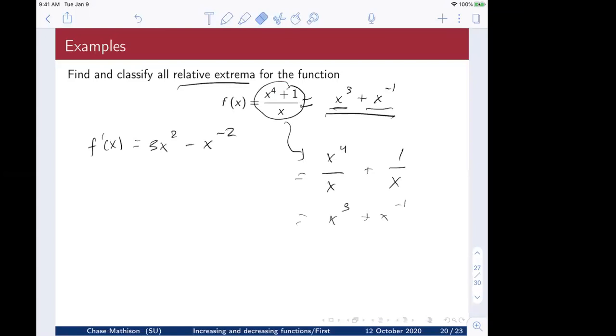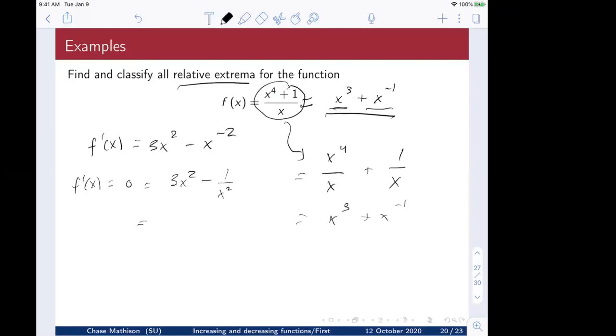All right, so I want to set f prime of x equal to 0, right? So this is the same thing as 3x squared minus 1 over x squared. We'll get this back over a common denominator.